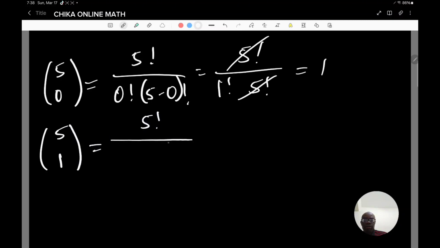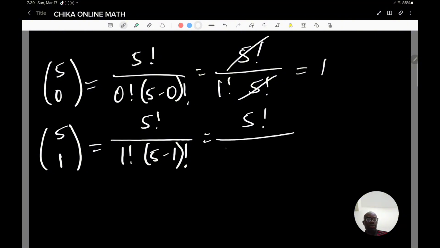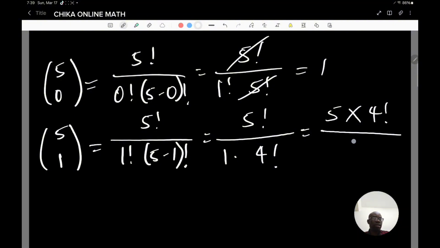5 factorial all over 1 factorial times (5 minus 1) factorial. So this is what? 5 factorial over 1 factorial is 1, so you can just write 1 times 4. 5 minus 1 is what? 4 factorial. So this is 5 factorial over 4 factorial. And what is 5 factorial? 5 factorial is nothing but 5 times 4 factorial, all over 4 factorial. So 4 factorial will cancel 4 factorial. So this leaves us with the number what? 5, okay? So 5 combination 1 is 5.